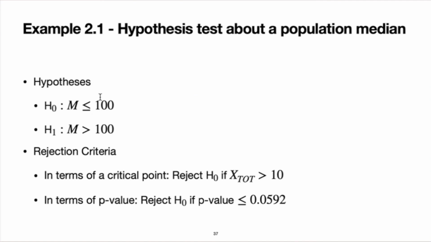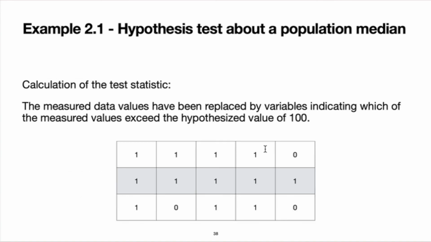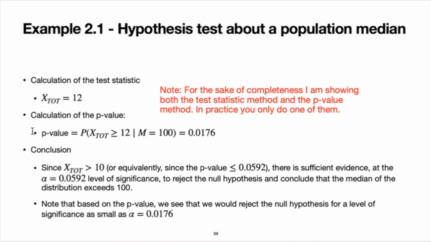and we know using the critical point method that since X tote, which is 12, is greater than 10, then we would reject the null hypothesis. We can also use the p-value method, and so we calculate the p-value. Right? The p-value is the probability that X tote is greater than or equal to 12, the observed value, under the assumption that the boundary condition of the null hypothesis is true. In other words, that cap M is equal to 100.